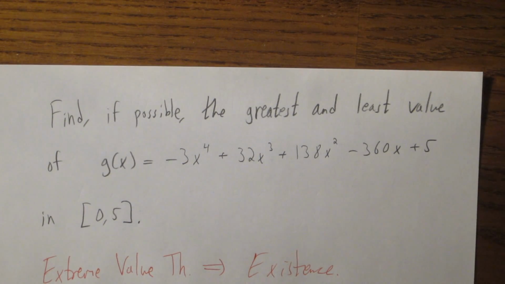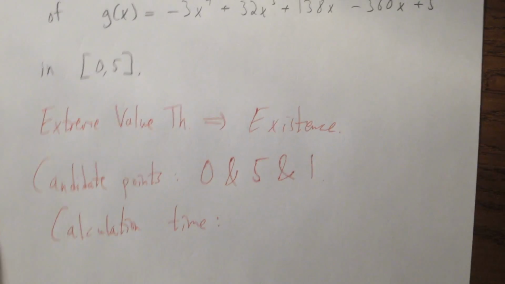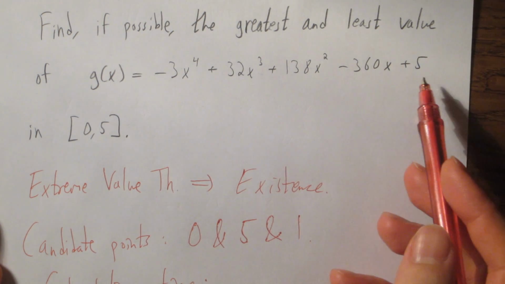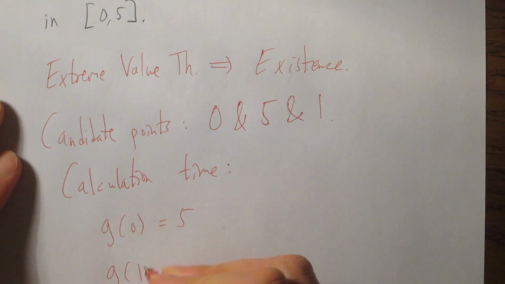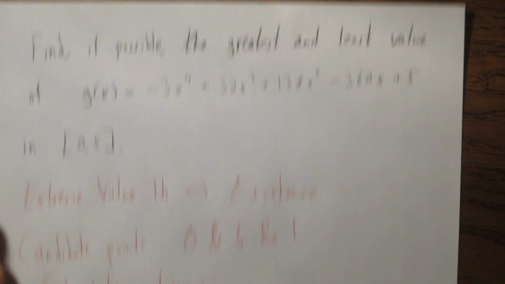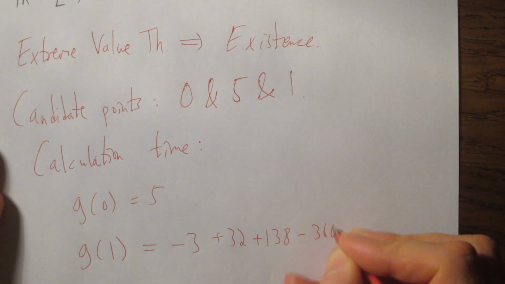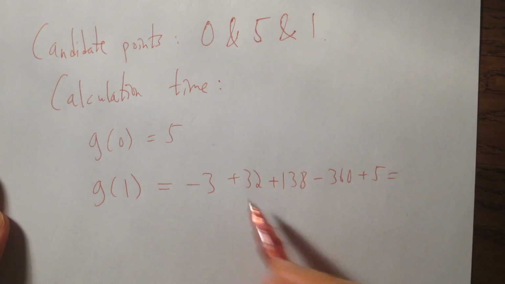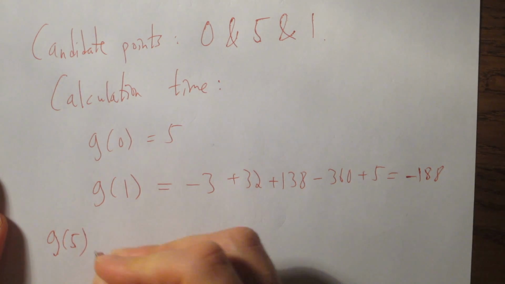So we plug in 0, 5, 1 into the original function, because that is the function we are trying to maximize and minimize over this interval. So if you plug in 0, obviously you get 5, because these guys disappear. So g of 0 is 5. If you plug in 1 into your function, all of these x terms become 1s. So you get minus 3 plus 32 plus 138 minus 360 plus 5. Okay, so here you got 170. So it's minus 190. So it's minus 188. And then the last one is g of 5.